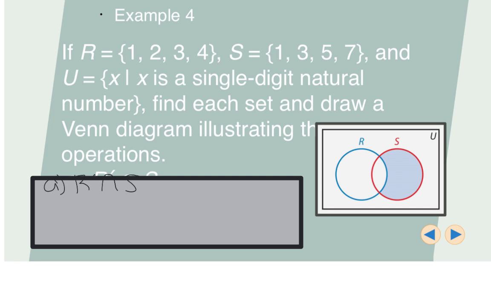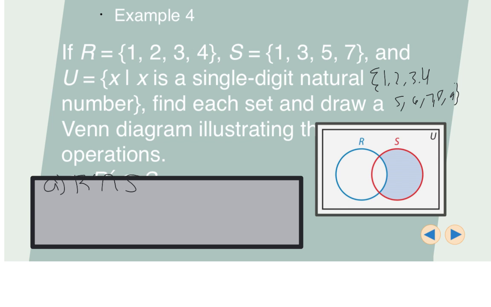Example 4. If R equals {1, 2, 3, 4}, S equals {1, 3, 5, 7}, and U equals X, that is X, a single-digit natural number, which we already talked about, which is 1, 2, 3, 4, 5, 6, 7, 8, and 9. Find each set and draw a Venn diagram illustrating the operations.